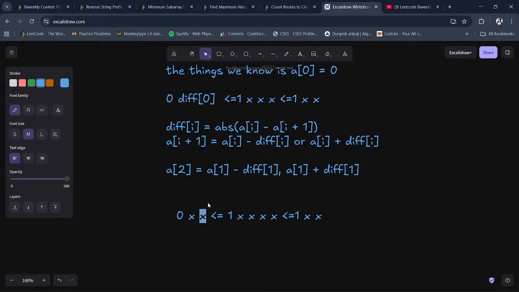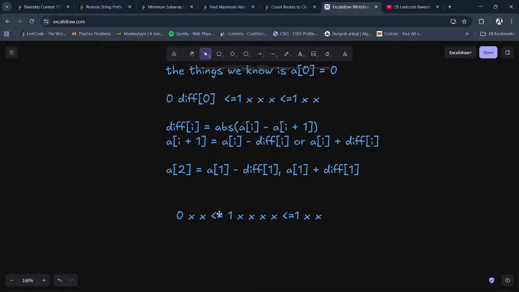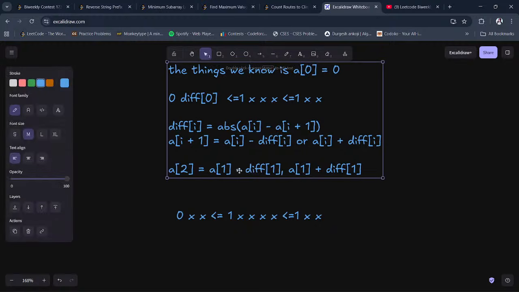So all the above operations should differ. Either we can perform a of 1 minus difference of 1, or a of I plus difference of 1. Like either we can subtract or we can add, right? These are the two operations we can perform. So how we can restrict these values is the thing.